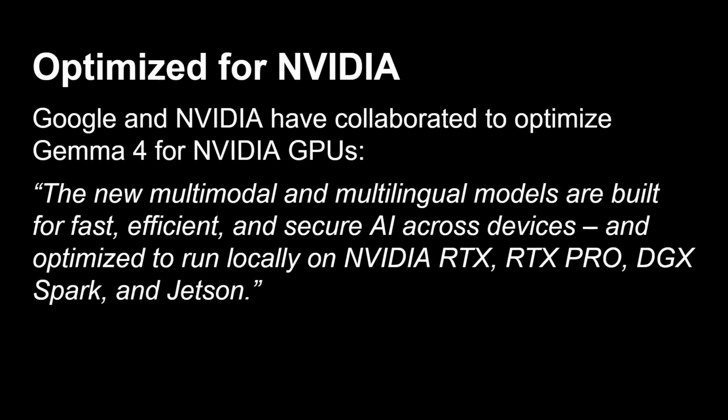So Google and NVIDIA have collaborated to optimize Gemma 4 for NVIDIA GPUs. The new multimodal and multilingual models are built for fast, efficient and secure AI access across devices, and are optimized to run locally on an RTX, RTX Pro, DGX Spark and the Jetson. That's of course a quote from NVIDIA there.